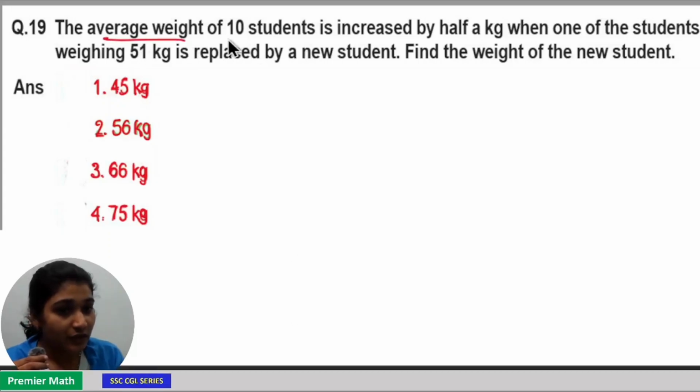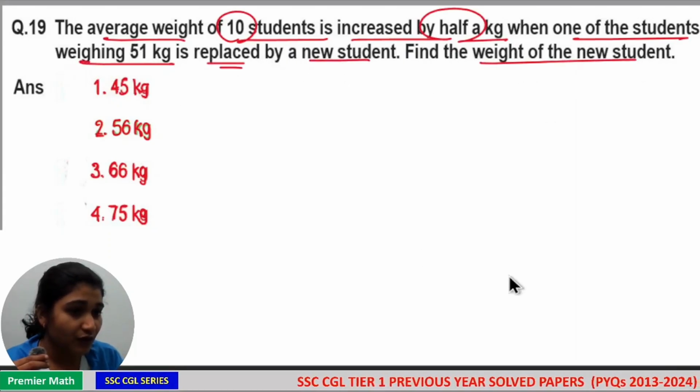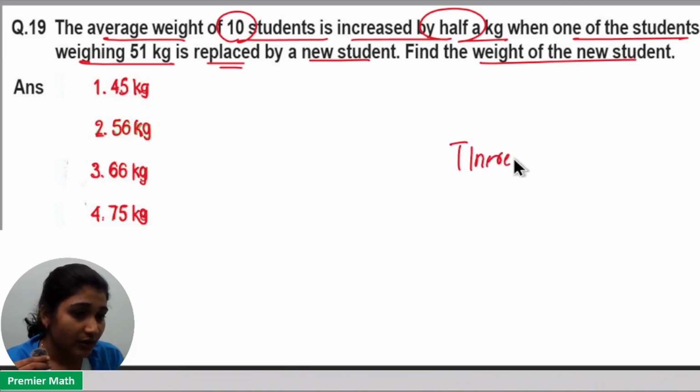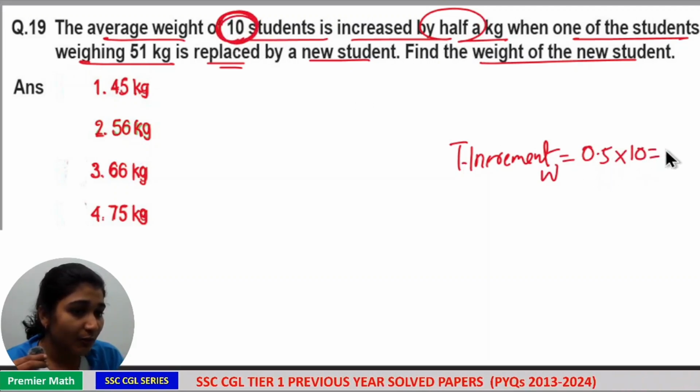The average weight of 10 students is increased by half a kilogram when one of the students weighing 51 kilograms is replaced by a new student. Find the weight of the new student. Here this is a replacement. Total increment in weight is equal to, average increased by half kilogram means 0.5 kilogram, and this average is increasing for the total 10 students. So total increment is 0.5 into 10, 5 kilogram increment.